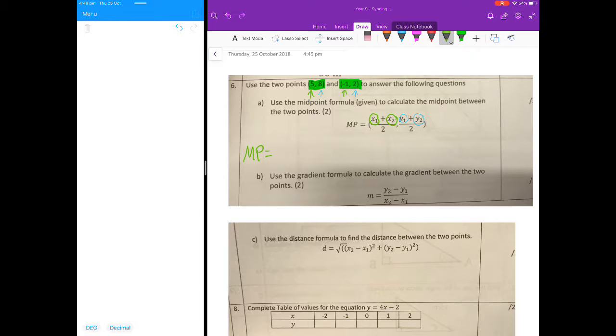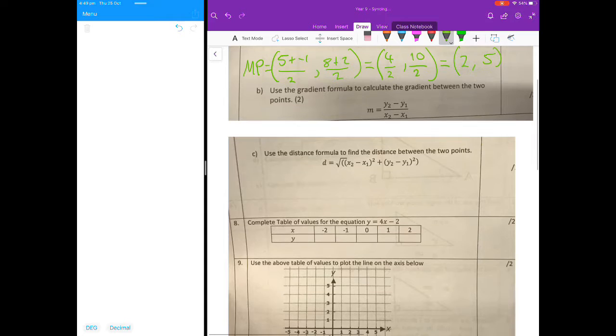Just going to write them straight into their places in that formula. So we're still going to have all of our brackets, but we're going to have the 5 plus negative 1 on 2, comma, 8 plus 2 on 2, and our brackets. And let's just simplify that down. 5 minus 1 is 4, so we've got 4 over 2, and 8 plus 2 is 10, 10 over 2. So we end up with 4 divided by 2 is 2, 10 divided by 2 is 5.